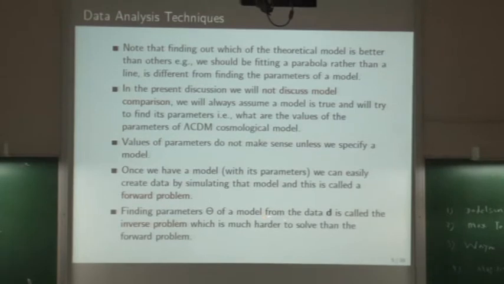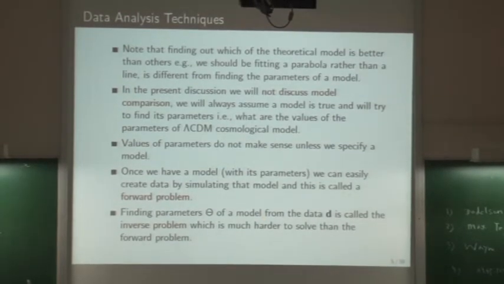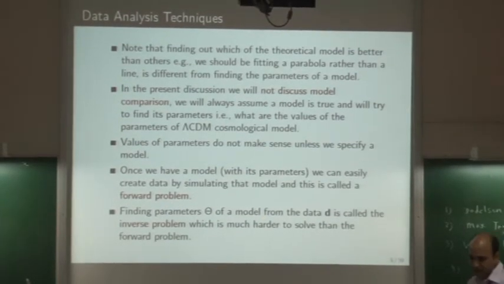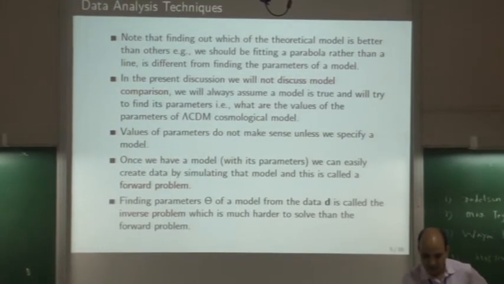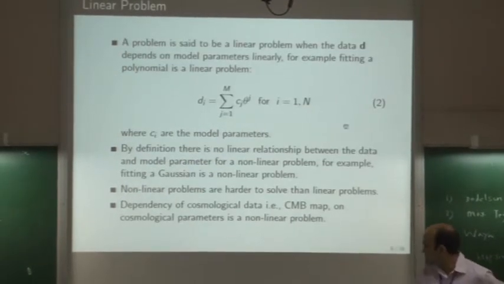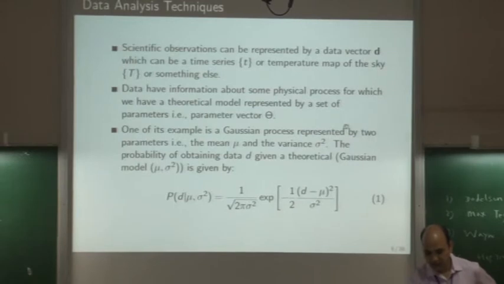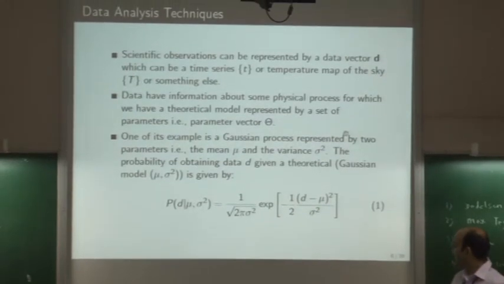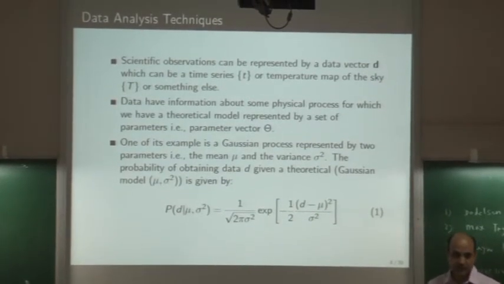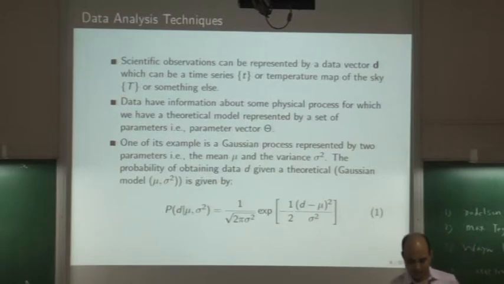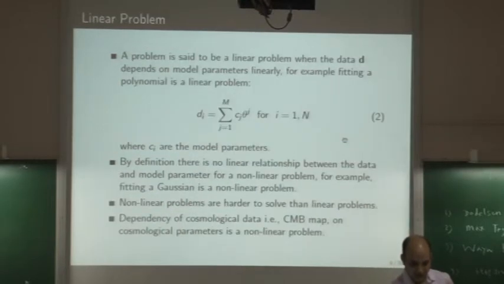Finding the parameters of a theoretical model from data is called the inverse problem, and it's harder to solve than the forward problem. I mean, if you have that Gaussian and you know this mu and sigma, then you can actually generate the data. If you have ever used Gaussian random number generators, they just need these two things, and then you can create the data.